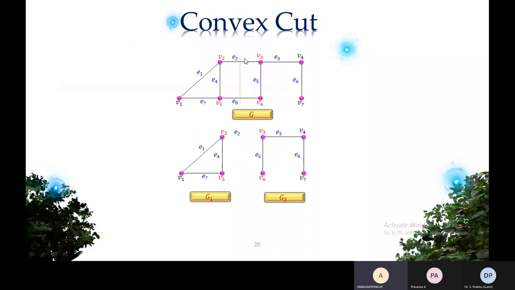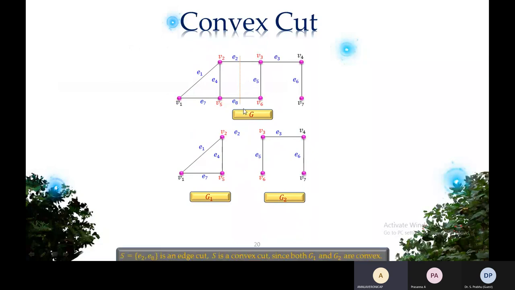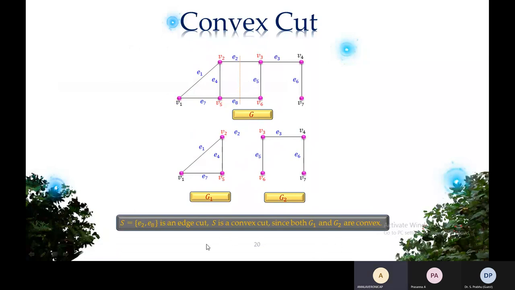And the cut set E2, E8 is called a convex cut. We call it a convex cut. And of course, this convex cut gives only two components. Therefore, it is Sandy's cut.